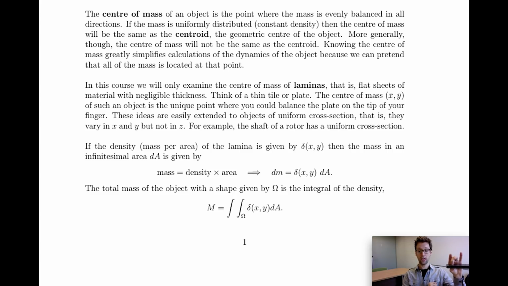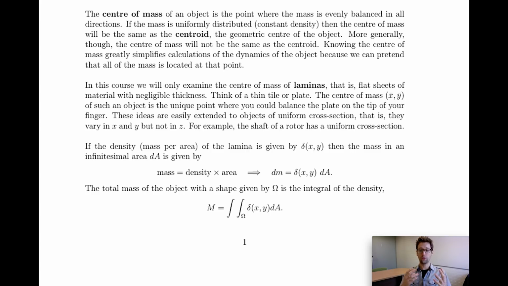So we call this location, where I can sort of hold onto this object and it's not going to tip forward or back or forth, we call that the center of mass of the object. It allows us basically to describe all of the mass in the object at that one point. So it really simplifies calculations involving much more complicated situations.